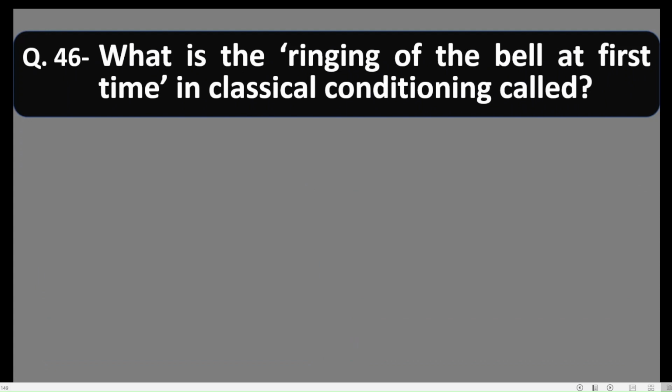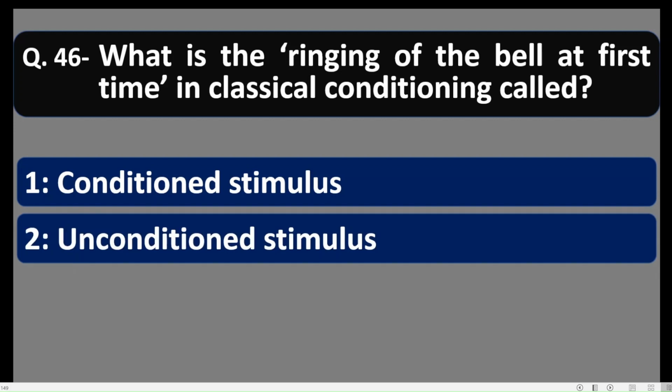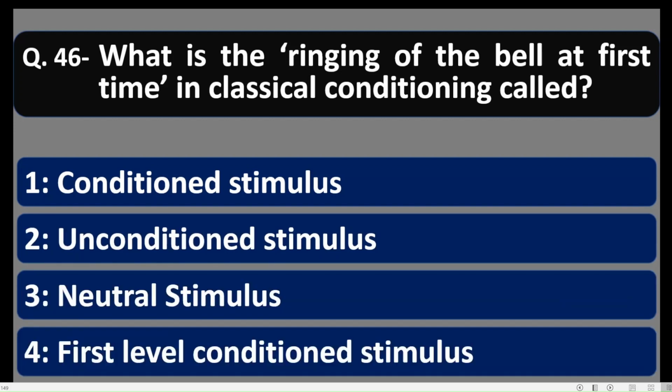Question number 46. What is the ringing of the bell at first time in classical conditioning called? Number 1, conditioned stimulus. Number 2, unconditioned stimulus. Number 3, neutral stimulus. Number 4, first level conditioned stimulus. Friends, the correct option is neutral stimulus because when the bell is rung the first time, it does not have any impact on the organism. It does not produce saliva in the mouth of the organism. It remains neutral at the first time. So it is neutral stimulus.